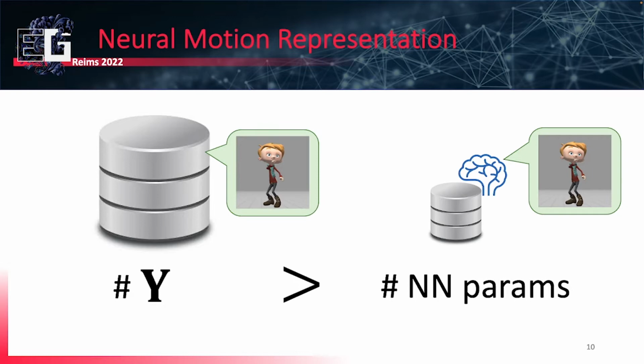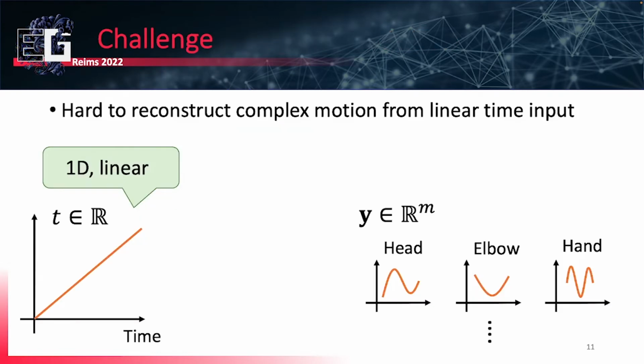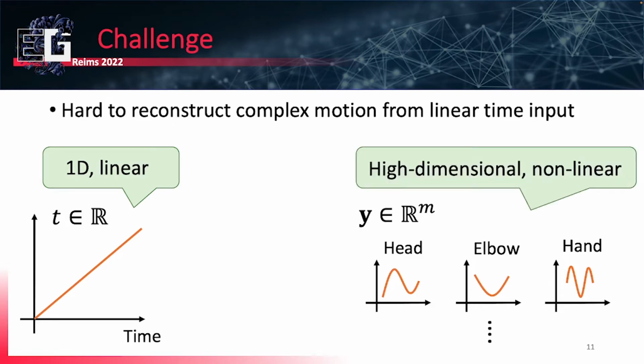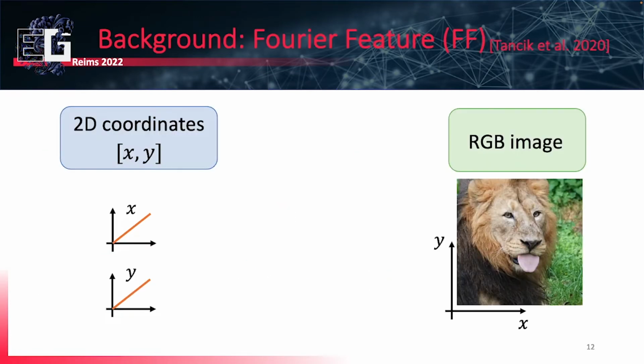However, there's a challenge in this representation. The input to the neural net is just a one-dimensional and linear time signal. In contrast, the character pose is a high-dimensional and complex signal. Fitting an MLP to such a complex relationship often results in a high reconstruction error. In fact, this is a common challenge in neural implicit representations.